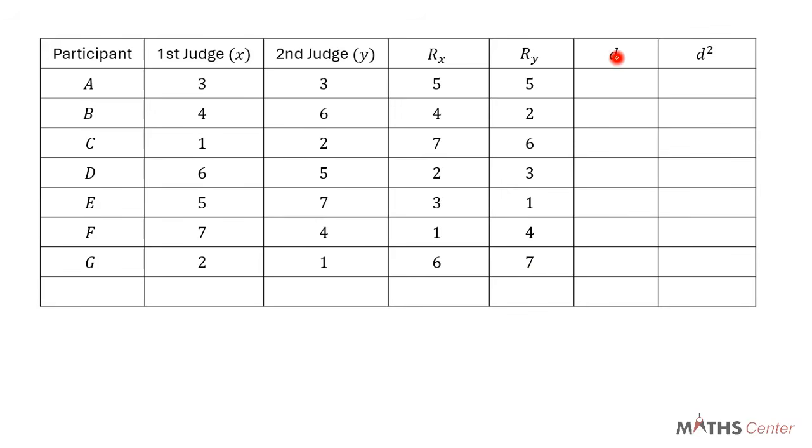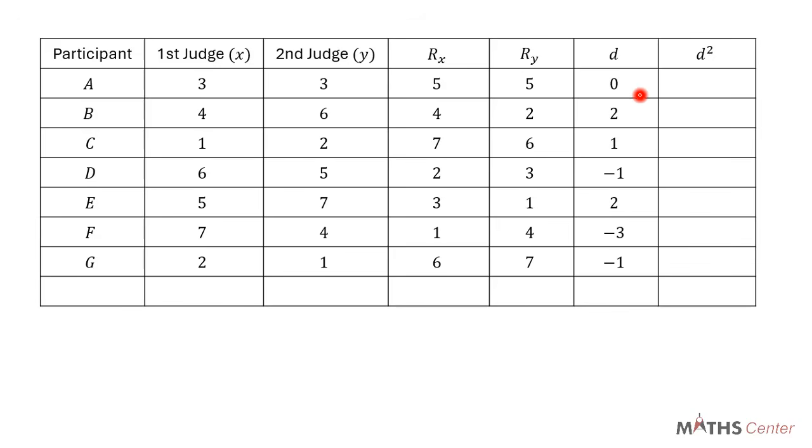We can now find our D values. The D values will be the difference between Rx and Ry. So D will be equal to Rx minus Ry. 5 minus 5 gives us 0. 4 minus 2 gives us 2. 7 minus 6 gives us 1. 2 minus 3 gives us negative 1. 3 minus 1 gives us 2. 1 minus 4 gives us negative 3. And 6 minus 7 gives us negative 1.